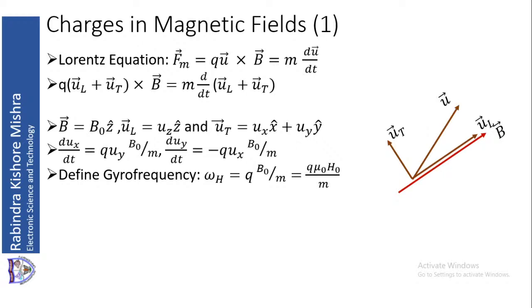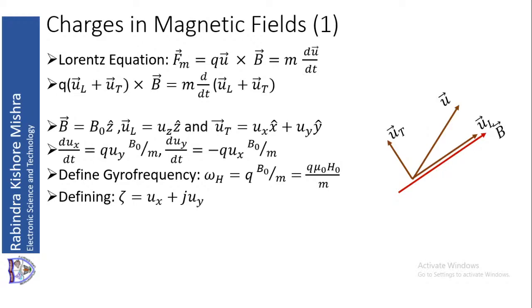So omega h will be q B0 by m, and you know B and H, they are related by a relation mu 0 H is equal to B. Therefore B0 will be mu 0 H0. So put that in the gyro frequency, that gives you omega h is equal to q mu 0 H0 by m. So this is how you define gyro frequency.